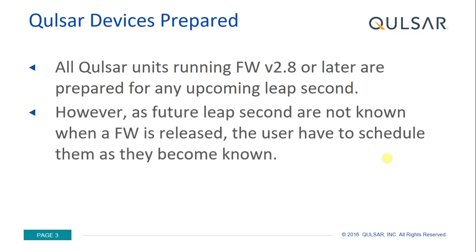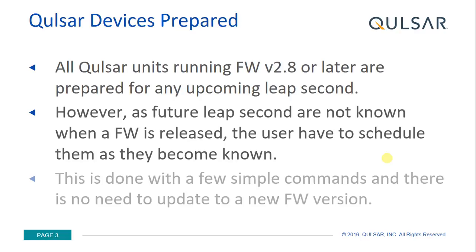However, when you bought your Qulsar device or when you updated the firmware last time, we could of course not know about this upcoming leap second. So you have to schedule this new leap second, something which is very simple on the Qulsar devices. It's just a few simple commands, a few steps that need to be done. There is no need to update the firmware. So in the next few slides I will try to show you the steps you have to take to prepare your Qulsar devices for the leap second.